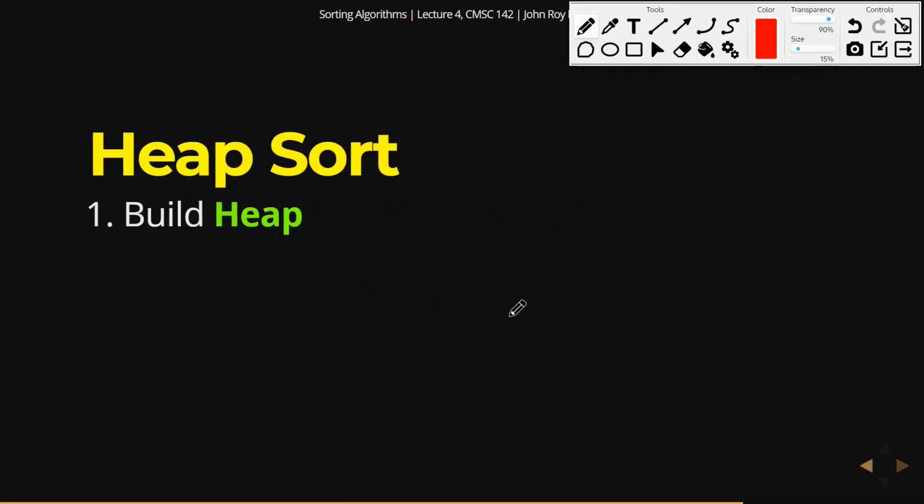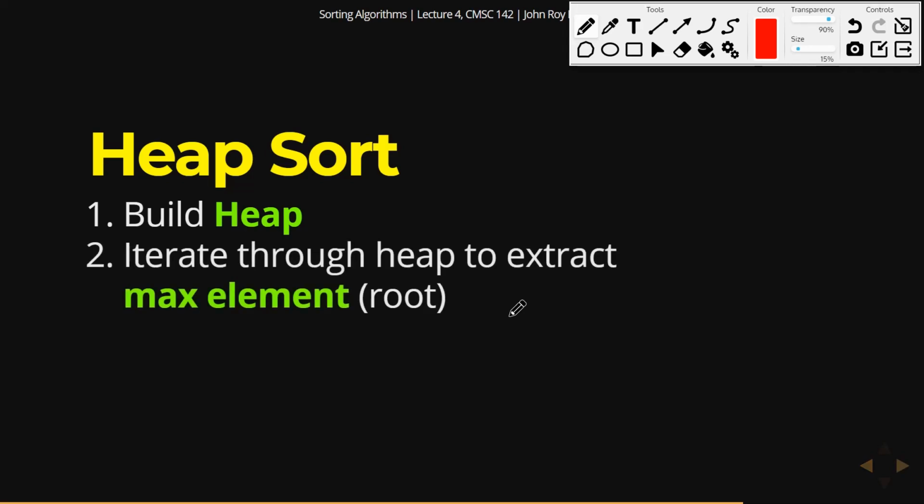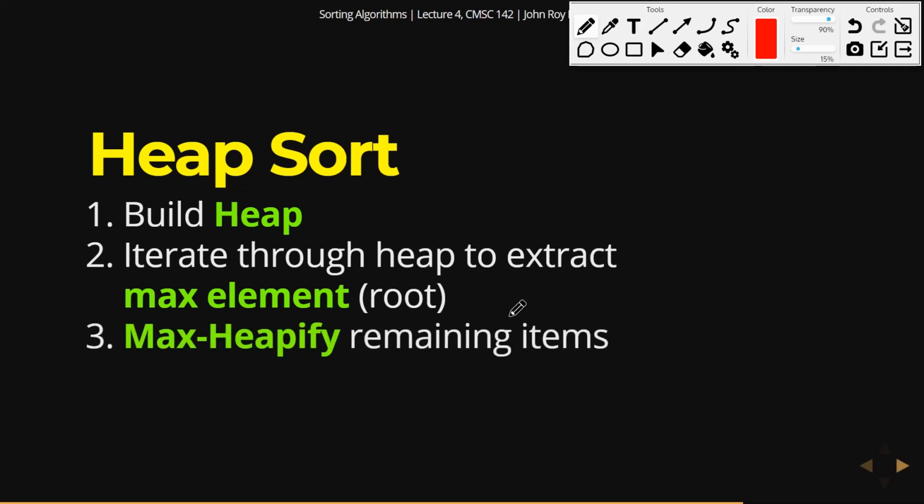Okay, so for the heap sort, what we'll do is we'll build the heap first, and then we'll iterate through the heap to extract the max element, which is the root. So we know that the biggest element is at the root. We'll swap that out with the last element, and then max heapify the remaining items, and then repeatedly do that until you get the sorted version.